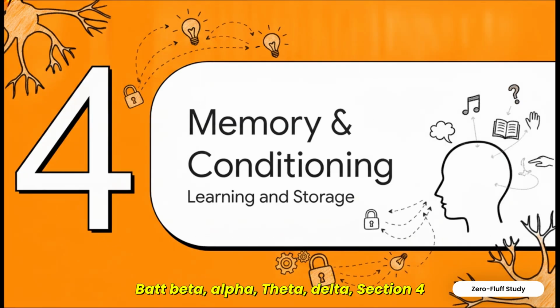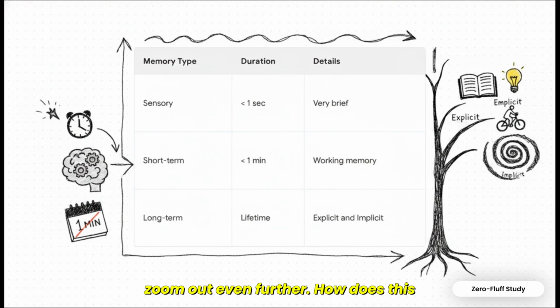Section 4, Memory and Classical Conditioning. Now we zoom out even further. How does this incredibly complex brain actually interact with the outside environment? Well, it all starts with how we encode and store time. Memory isn't just one big bucket you throw things into. It's a highly structured timeline.